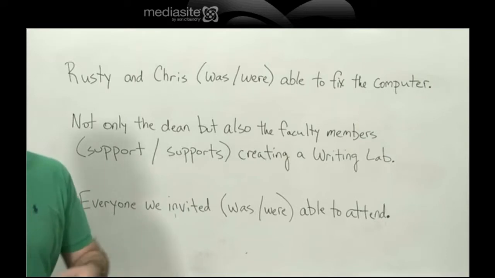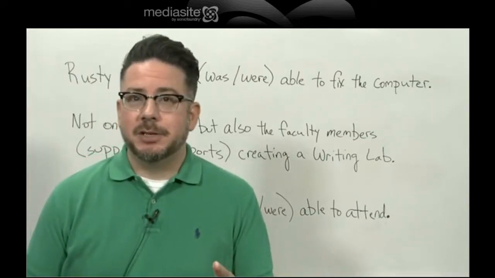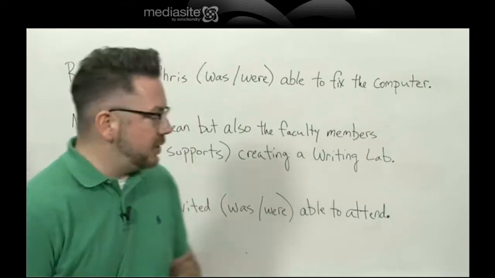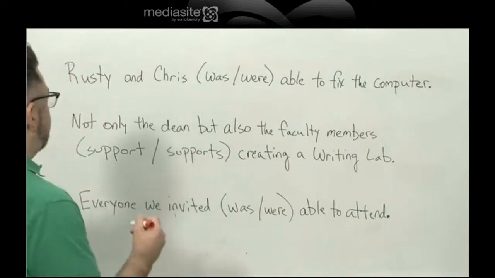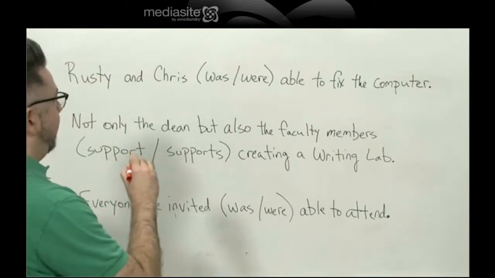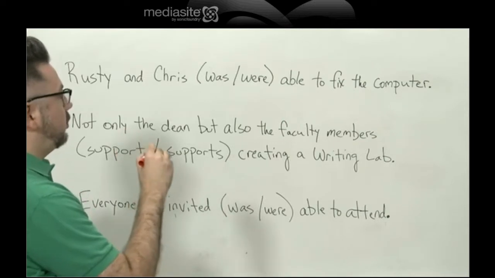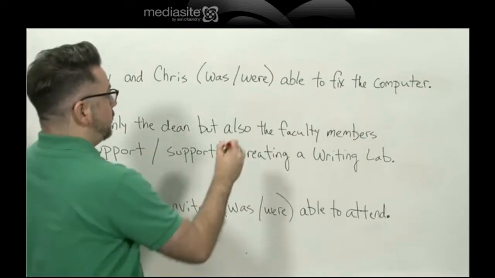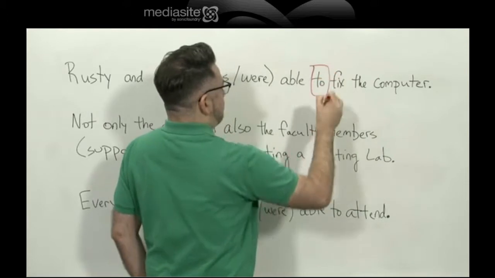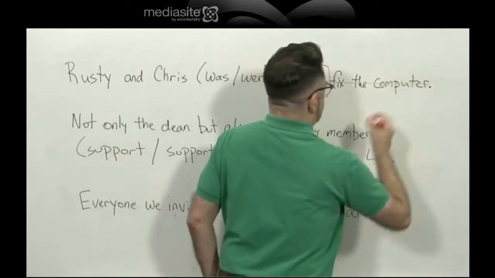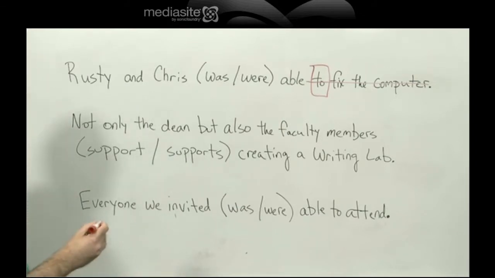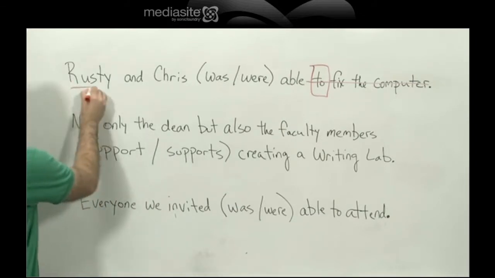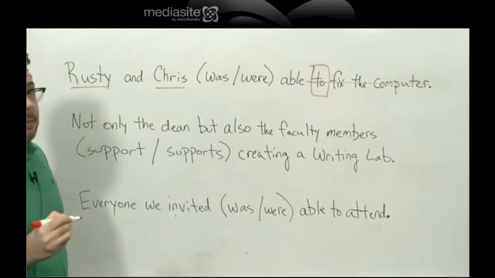First we need to identify the subject. What do we do first before we identify the subject? Cross out any prepositional phrases. Do I have a preposition here? I do. So, Rusty and Chris either was able or were able to fix the computer. To is a preposition, so I'm going to cross out to fix the computer. That's a prepositional phrase. That leaves me with Rusty and Chris as my compound subject.